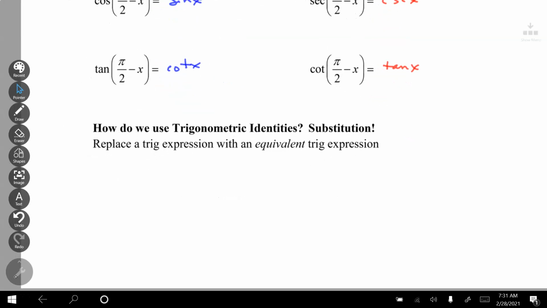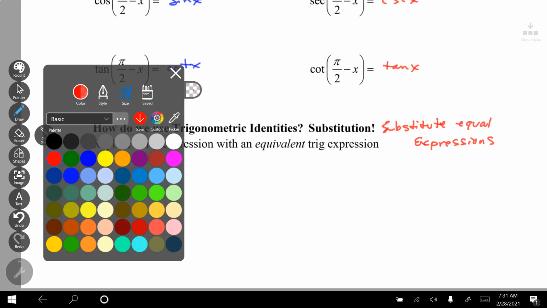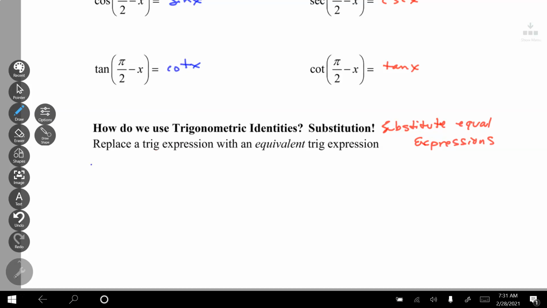How are we going to use all these trig identities? We're going to do substitution. We're going to substitute equal expressions. Everything we've been doing, we've been setting up equal expressions. So everyone understands money, I hope. It's basically saying a dollar bill is equal to 4 quarters.